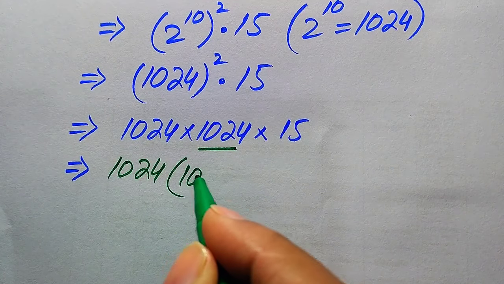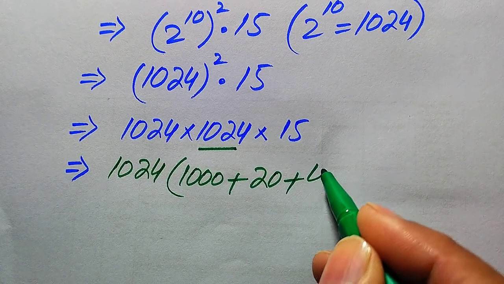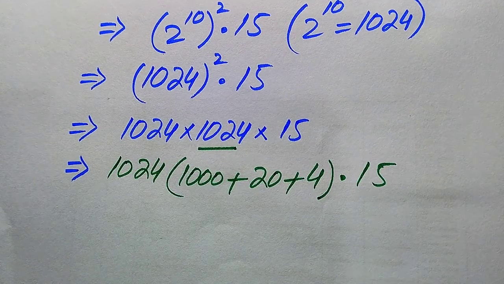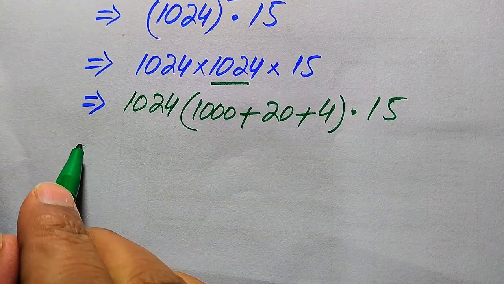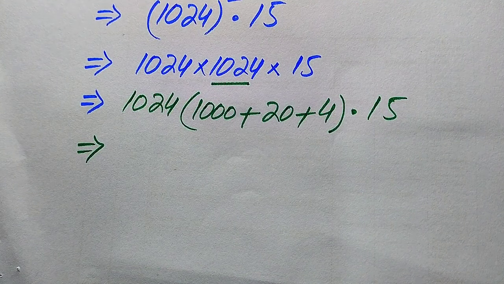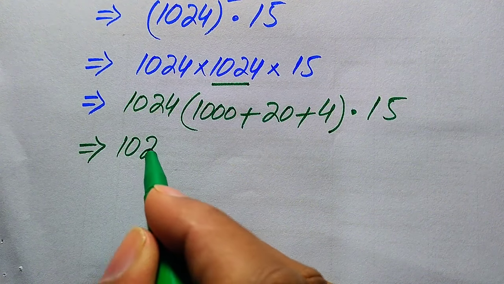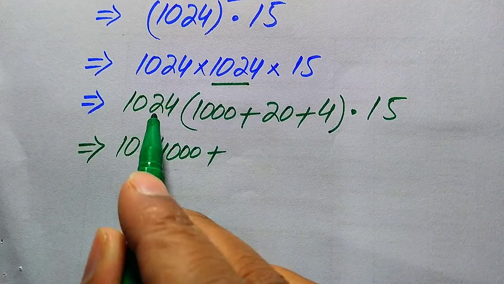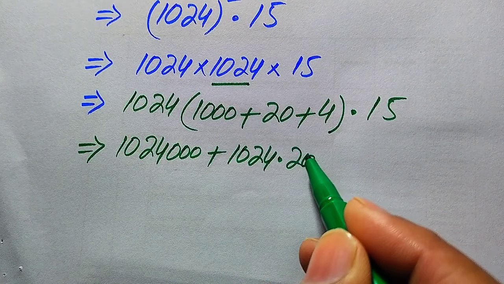So we write it as 1000 plus, and we write 24 as 20 plus 4, and its resulting answer is multiplied by this 15. So in the next step we need to multiply this 1024 on each of these values, and it becomes, when we multiply this value with 1000 it will be written as 1024000, plus when we multiply this value with 20 it will be written as 1024 multiplied by 20.